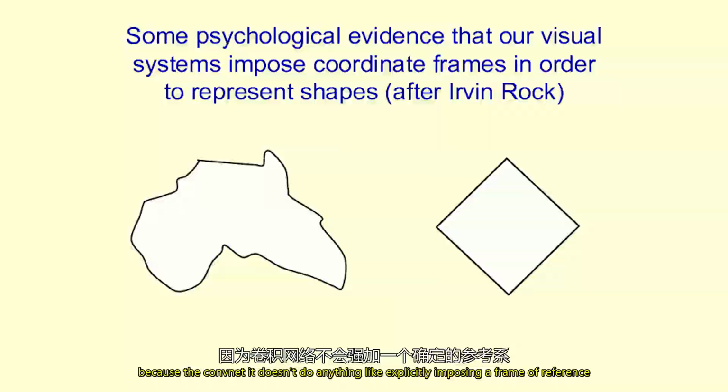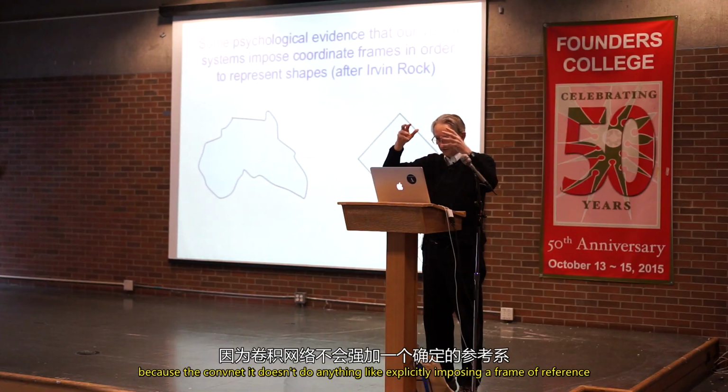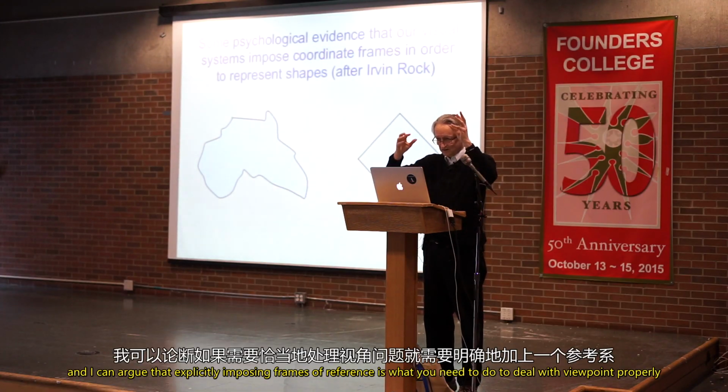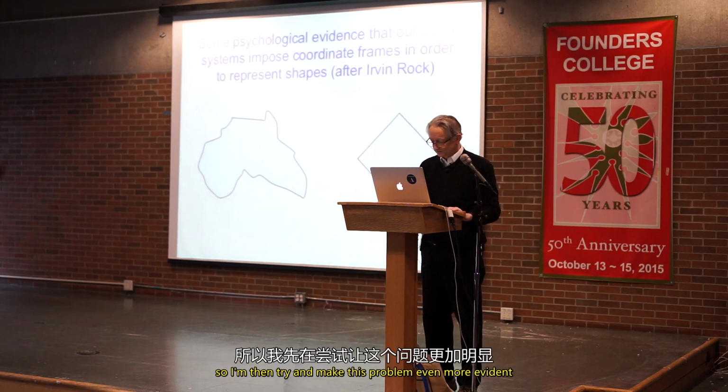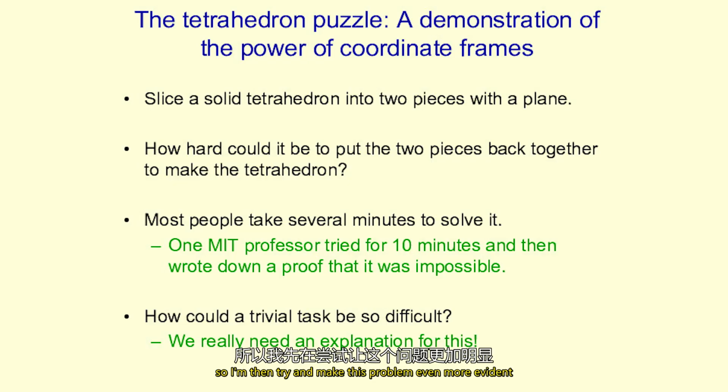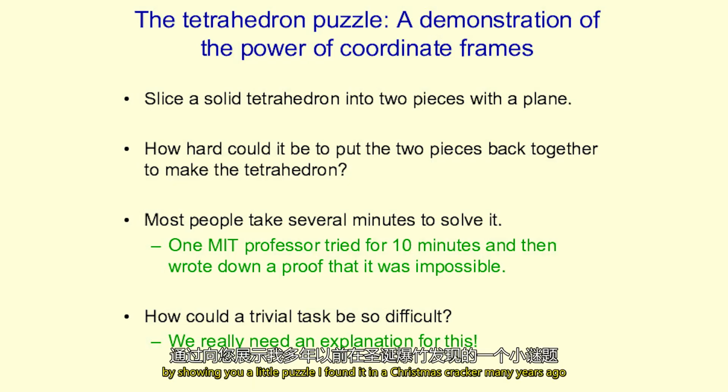Because a convnet doesn't do anything like explicitly imposing a frame of reference. And I'm going to argue that explicitly imposing frames of reference is what you need to do to deal with viewpoint properly. So I'm going to try and make this problem even more evident by showing you a little puzzle.